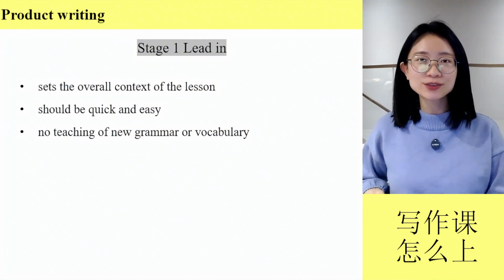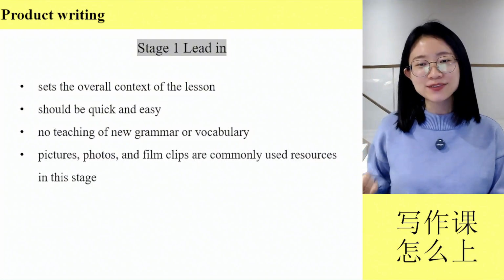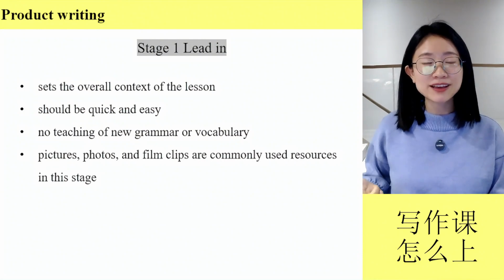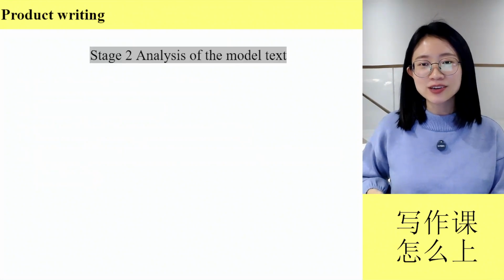Then what kind of resources can we use here? Normally, pictures, photos, and film clips are very good choices. Now let's come to stage 2. It's called analysis of the model text.